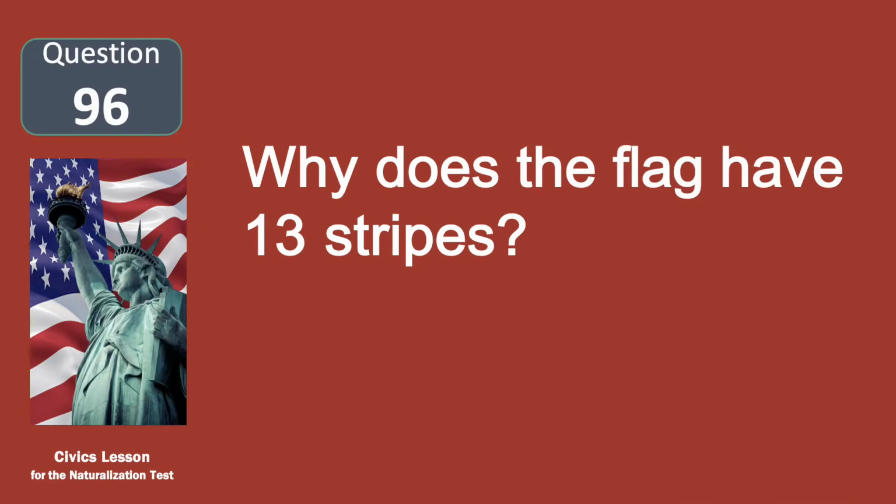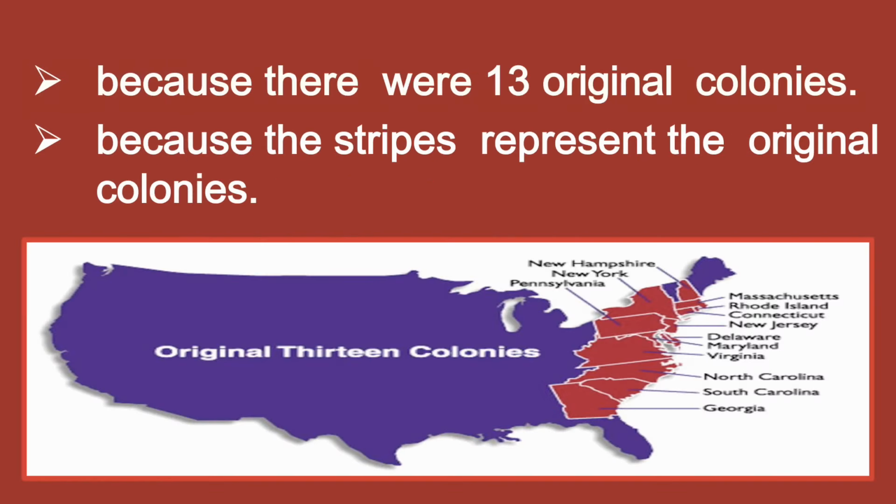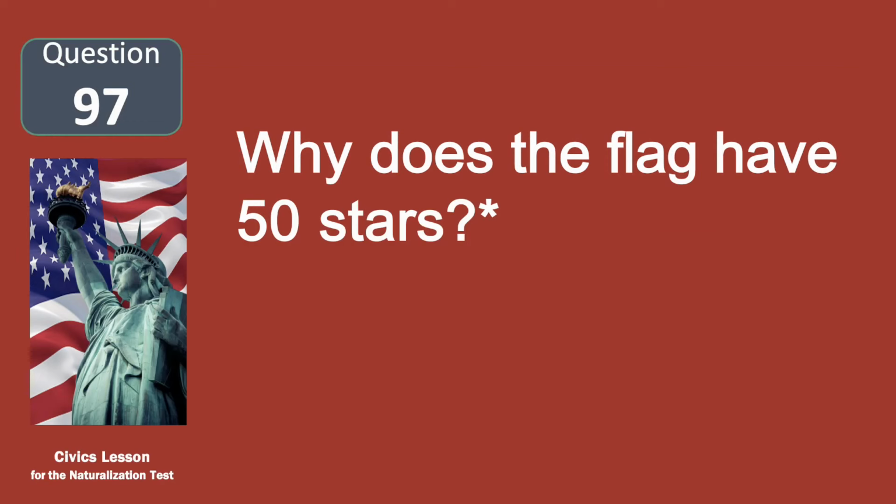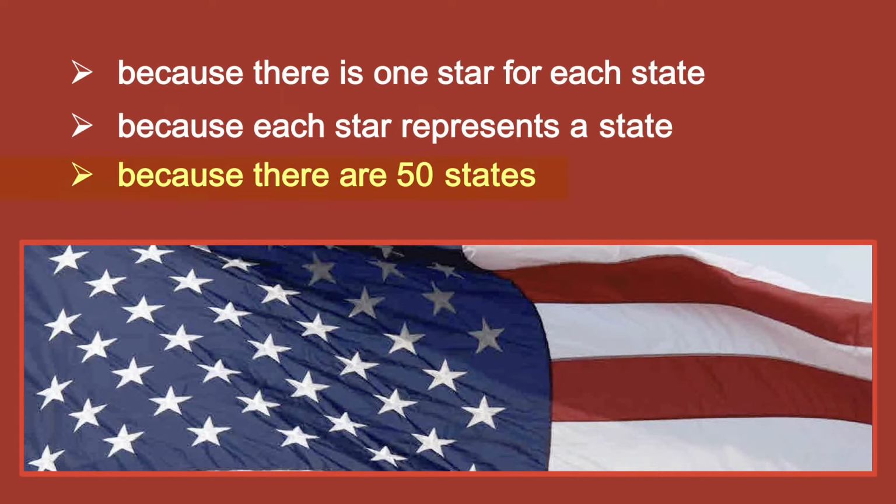Why does the flag have 13 stripes? Because there were 13 original colonies. Why does the flag have 50 stars? Because there are 50 states.